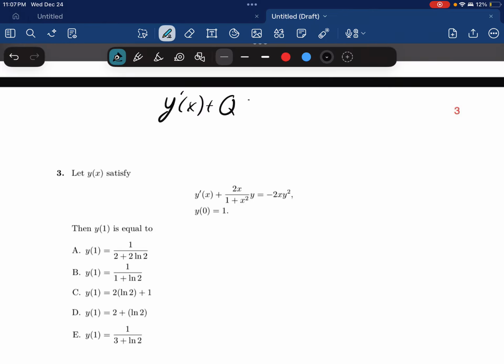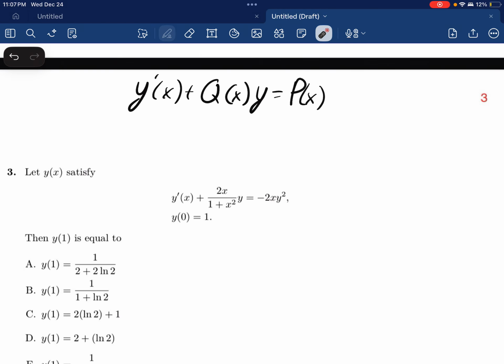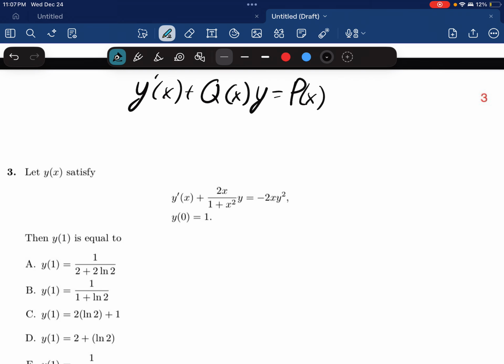that follows the form y prime of x plus q of x y is equal to p of x. And we know how to solve these. We multiply through by an integrating factor, and pretty easy to solve. However, we have an additional y squared term, which makes this a little bit more annoying. Because now, instead of a first order linear differential equation, this is a Bernoulli's equation.